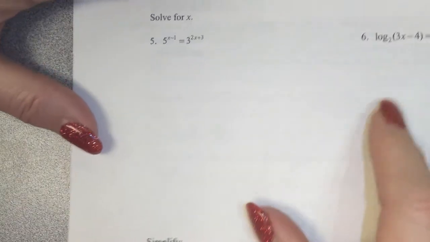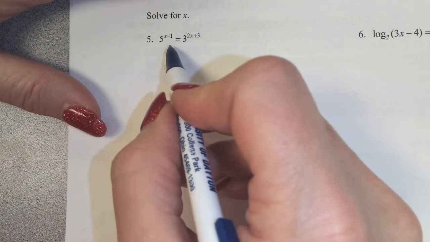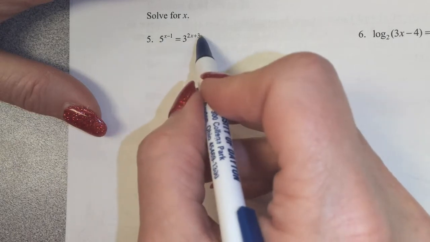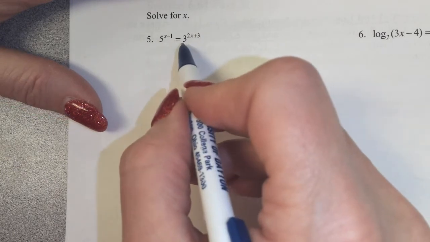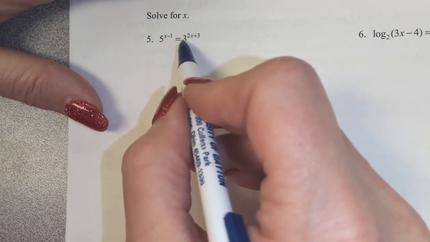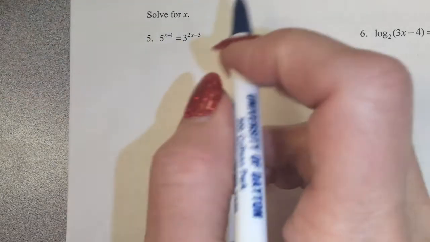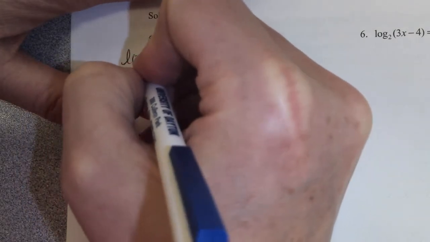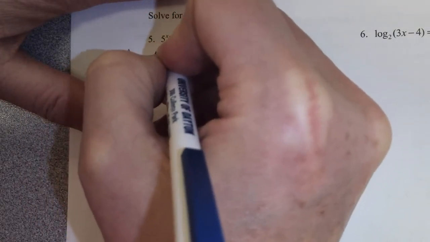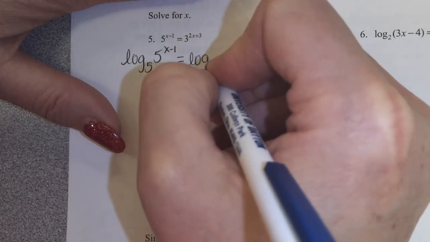All right, on the next one, okay. On this one, this is a very difficult problem because I have exponents on each side. So I know I have to take the log of both sides, but I can't do log base 5 on this side and then log base 3 on this side. So I just have to make a choice. I'm going to do log base 5. So I'm going to do log base 5 of 5 to the x minus 1. If I do log base 5 of this side, I must do log base 5 of this side.